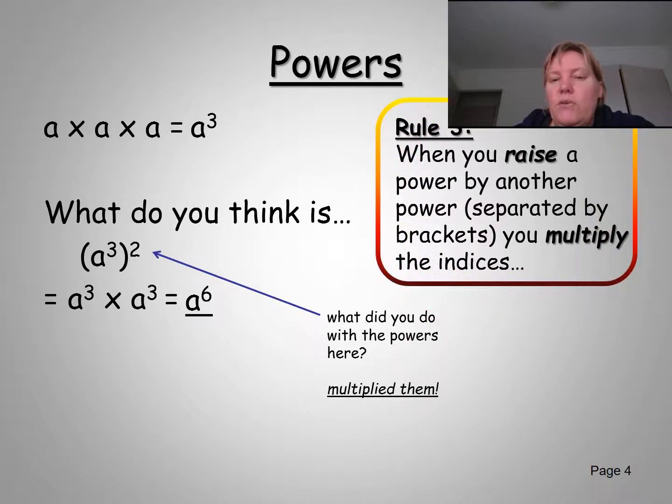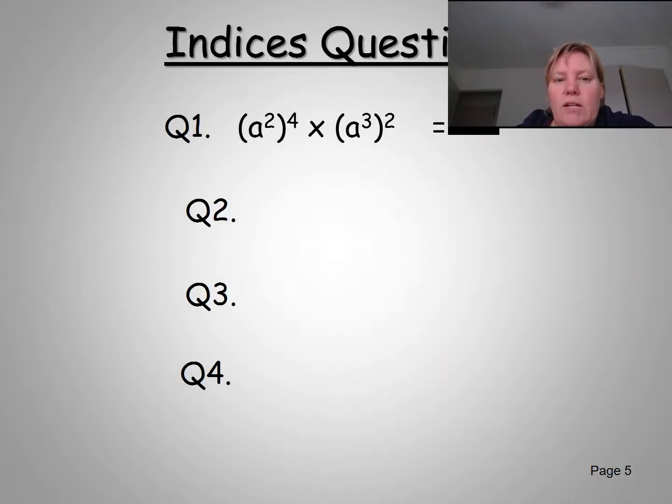Right, so here's the third rule. When you raise a power by another power, you must multiply the indices. Okay, let's have a look at a couple of questions here.